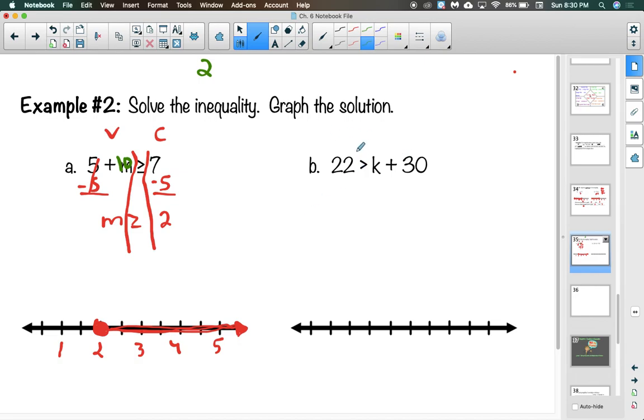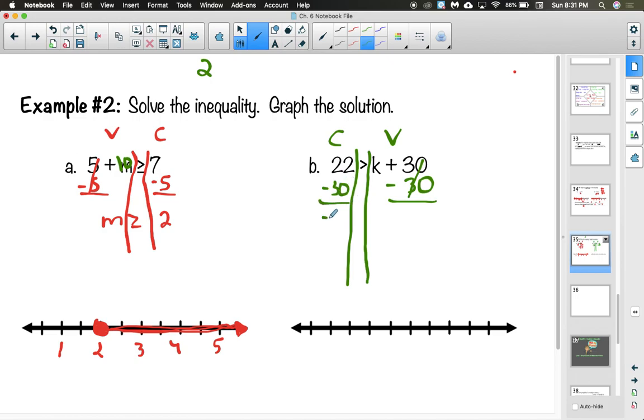Okay, part B. I know this video is getting long. This is our last problem we are doing. So you should be in good shape. Variable side, constant side. Which term does not belong on the variable side? It's the plus 30. How do we get rid of a plus 30? We subtract 30. And we do that to both sides to keep it balanced.